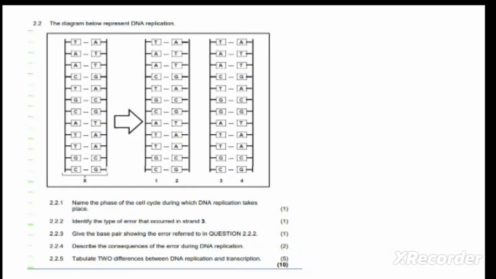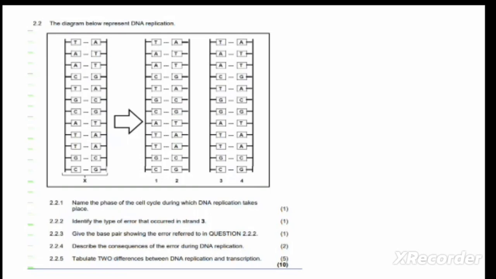And then they say that name the phase of the cell during which DNA replication takes place. That is interphase. Identify the type of the error occurred in strand 3. Instead of C, there is G there. That is gene mutation. Give base pair showing error referred to in question 2.2. You can see that G is pairing with G, so that's what you're going to write.